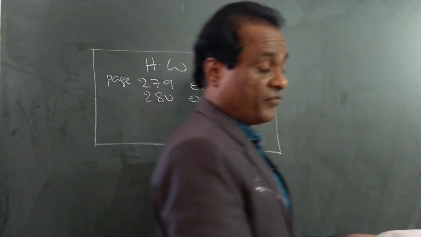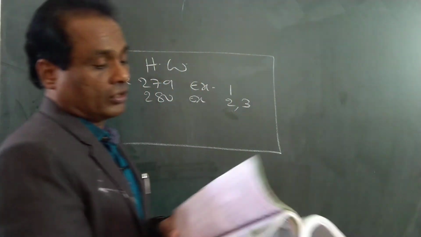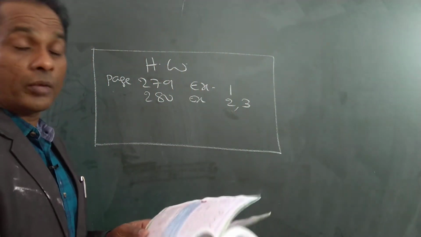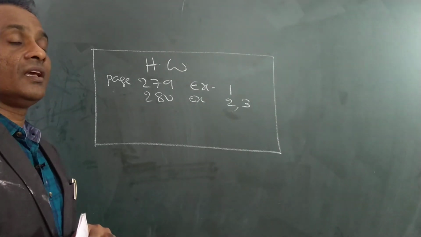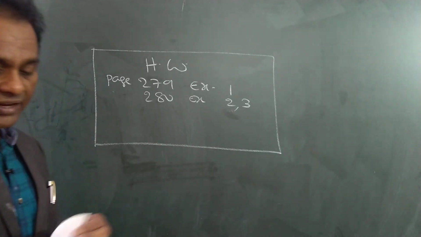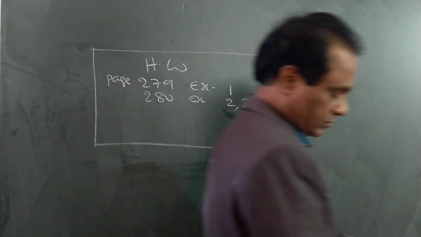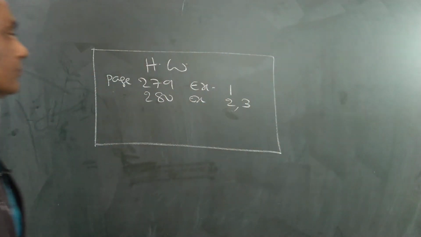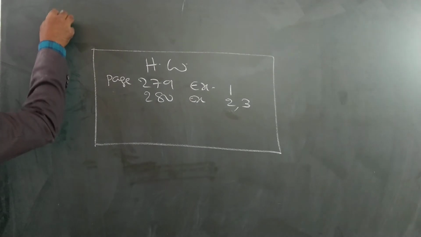And next, practice the 6 trigonometric ratio formulas and also the Pythagoras theorem. Write down this, then we go to the next exercise.